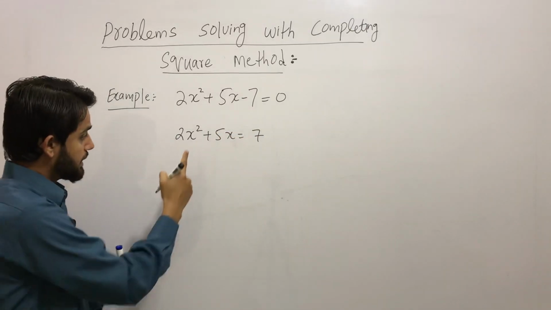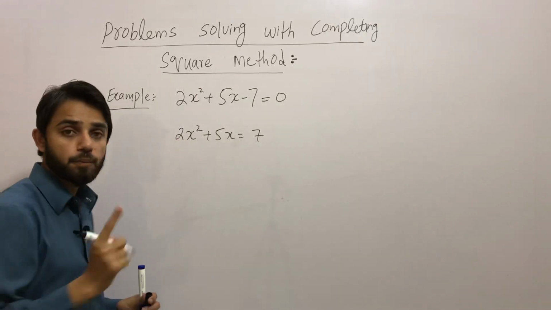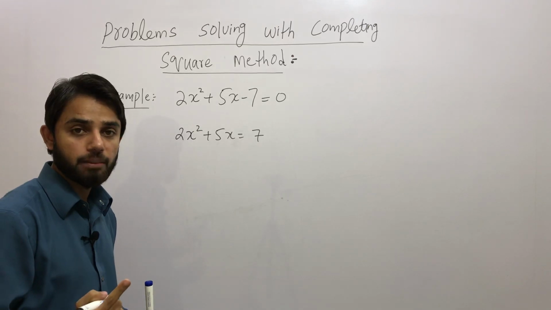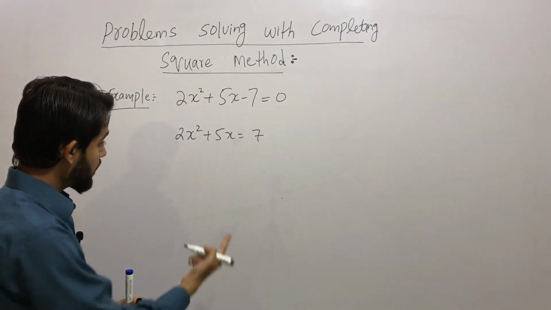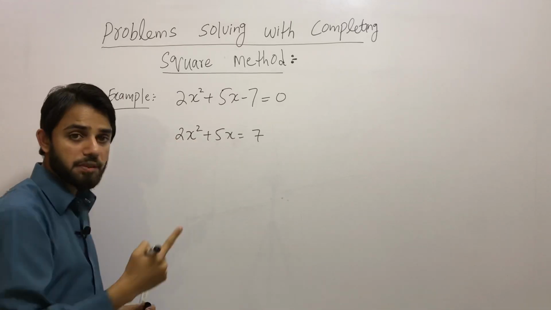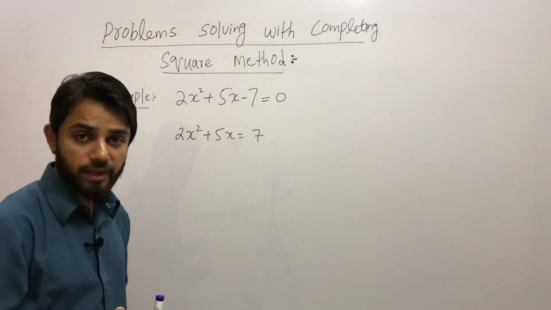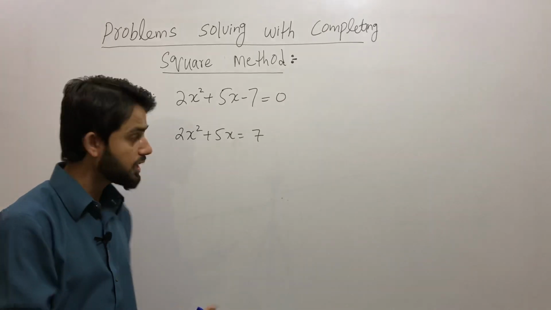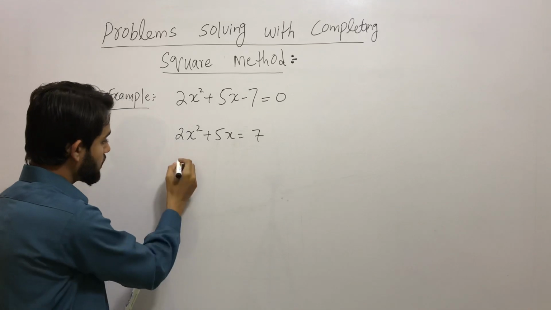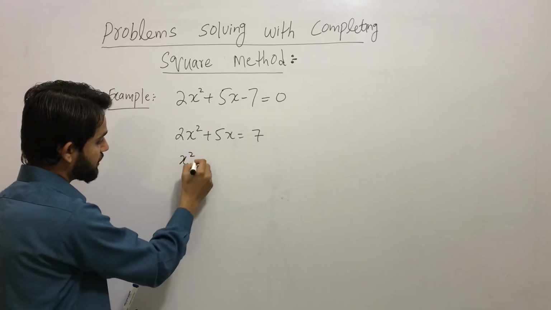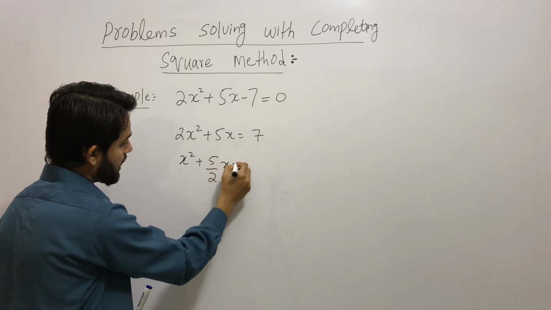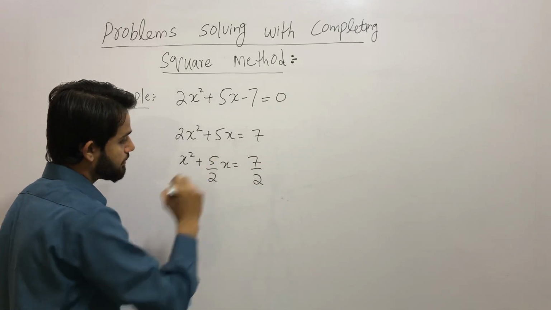Now the coefficient of x square should be 1 in order to apply the completing square technique. Over here the coefficient of x square we are having is 2. So the only way that we can get rid of this 2 is that we divide the whole equation by 2. Once you divide the whole equation by 2, you will get x square, 2 with 2 will cancel, and over here you will get 5 over 2 x equals to 7 over 2.